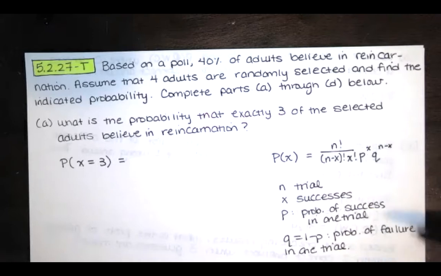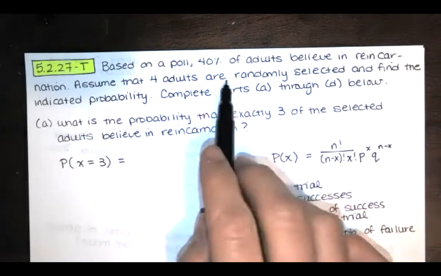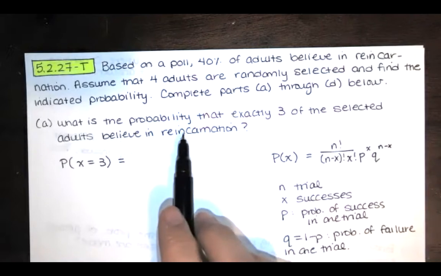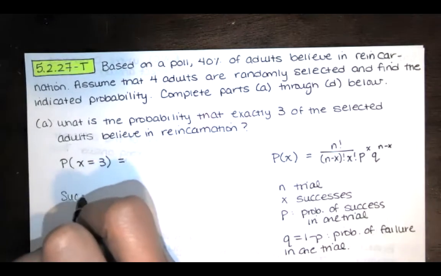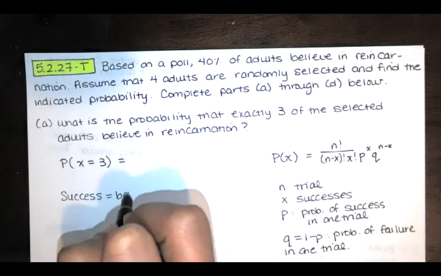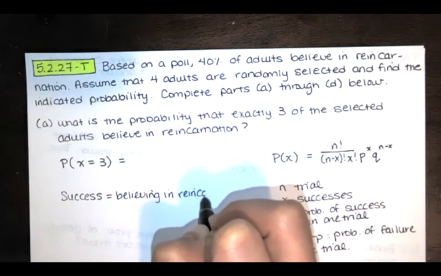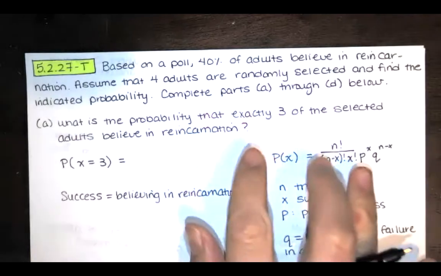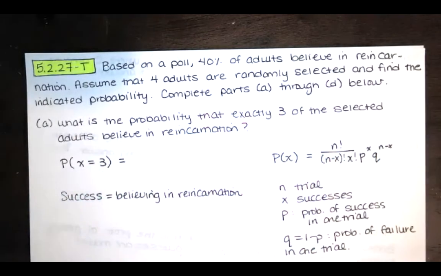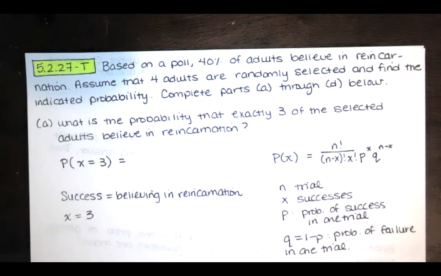can use this formula. I'd also like to talk about why this works. Okay, so it says, based on a poll, 40% of adults believe in reincarnation. So if we say that success is believing in reincarnation, and they ask us what is the probability that exactly 3 of the selected adults believe in reincarnation, we're saying what's the probability that X is equal to 3?